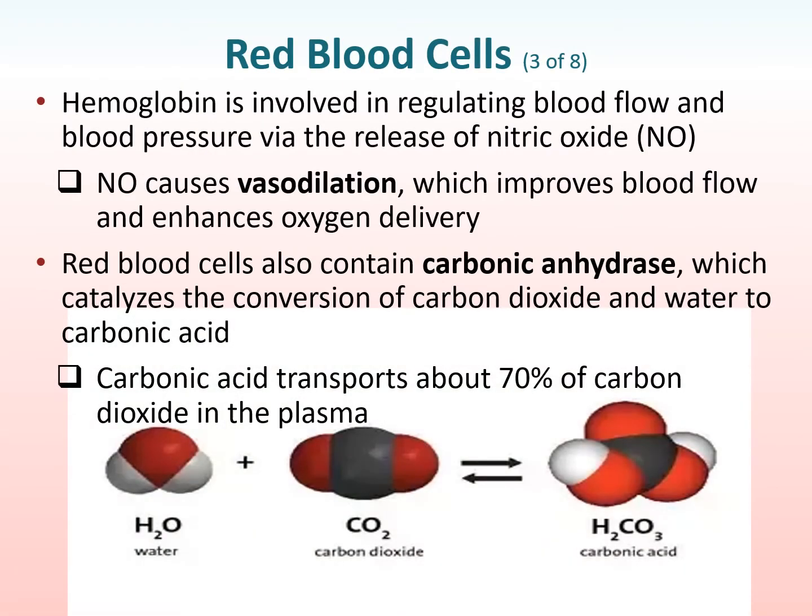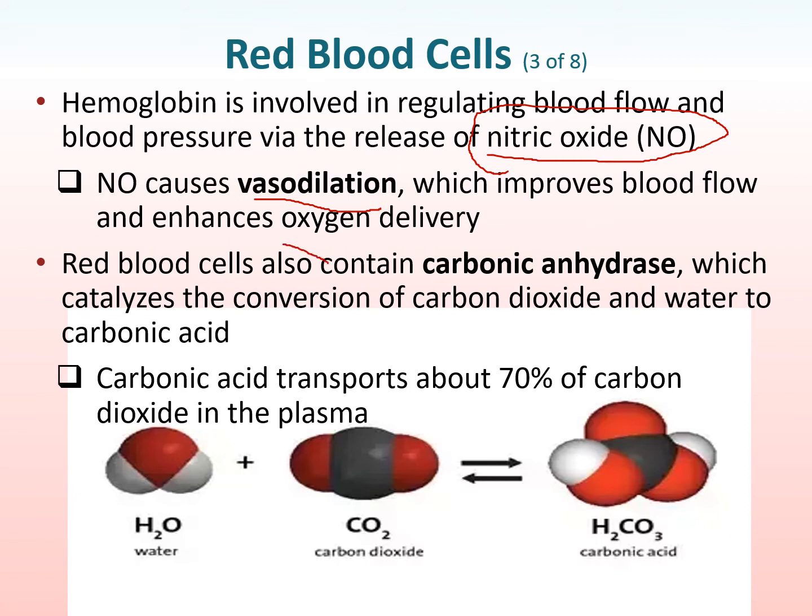And the red blood cells are very interesting. They can also regulate blood flow via the release of nitric oxide, a mysterious hormone, gas, neurotransmitter. Nitric oxide causes vasodilation, which improves blood flow and enhances oxygen delivery.